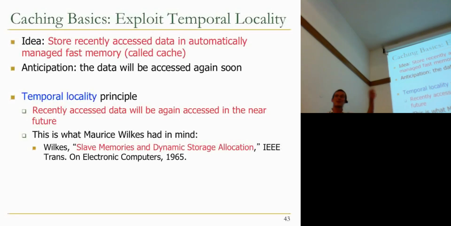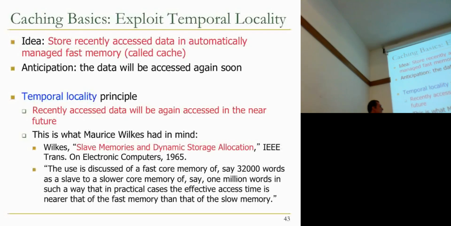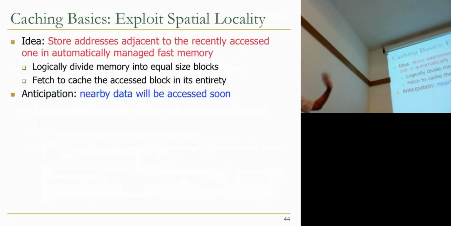Actually, he was not the first one. There's another paper, not as clear in terms of its insight, that talked about caches. But he says, basically, users discussed a fast core memory of 32,000 words as a slave to a slower memory of, say, 1 million words in such a way that in practical cases the effective access time is nearer that of the fast memory than of the slow memory. So I'd recommend this paper. Everybody should probably read this paper. It's very fundamental. But anyway, that was temporal locality.